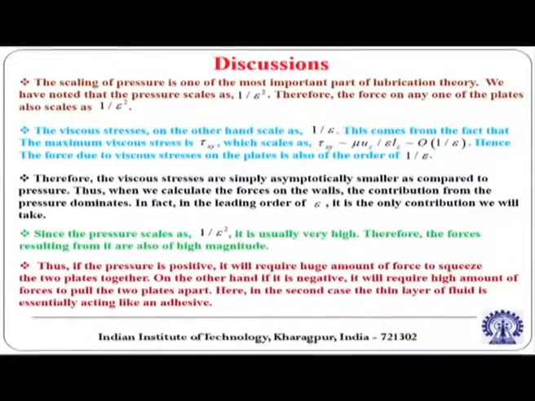Since the pressure scales as 1 by epsilon square, it is usually very high. Therefore, the forces resulting from it are also of very high magnitude. I will show you examples where the pressure itself can come out as negative from the mathematical calculations, and one of the problems will work out like that, and then what is the consequence. If the pressure is positive, that means what? So, you have two plates. Let us try to draw this on the board and try to understand.